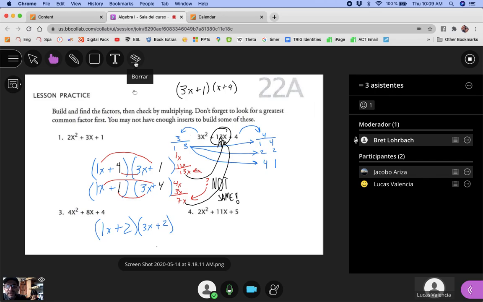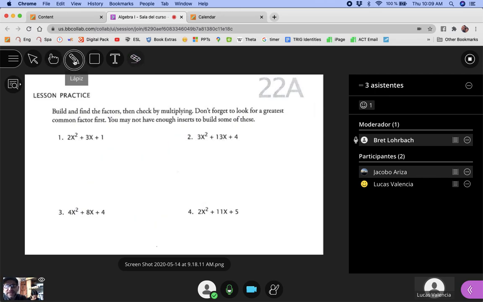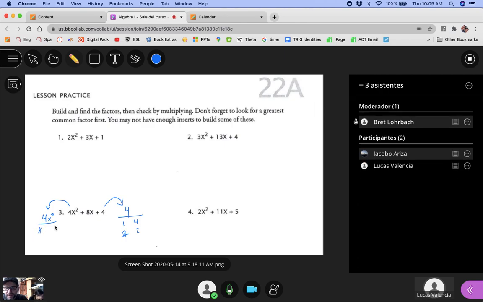Okay, now look at number 3. Number 3 gets even more complicated because you have two options for 4 and you have two options for 4x squared. You have 1x times 4x, or you have 2x times 2x.